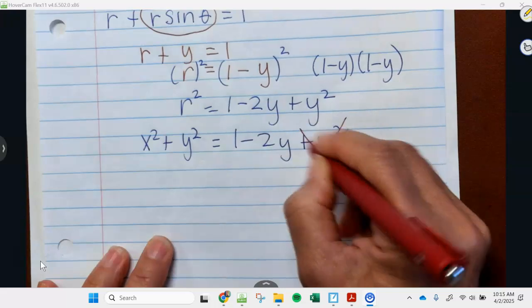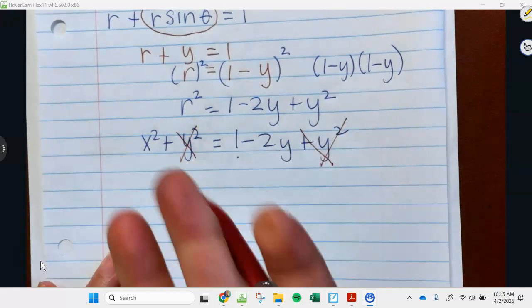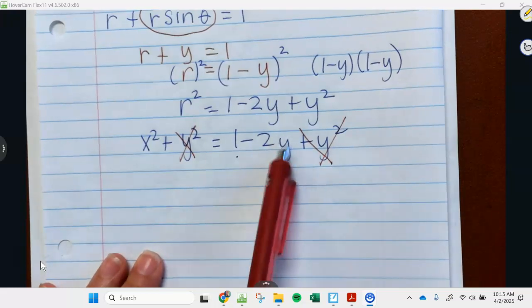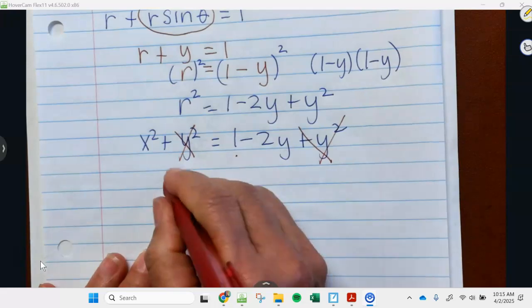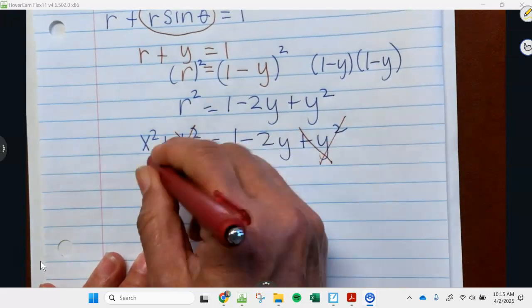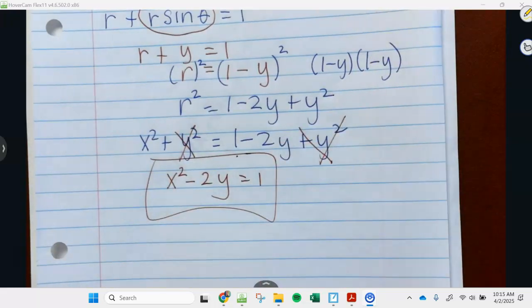Y'all, these y squareds are going to cancel out. And the 1 doesn't have an x or a y, so the 1 can stay where it's at. But that's got to get moved. So this is x squared minus 2y equals 1. That's it. That's probably one of the harder ones on your homework assignment. That's why I wanted to do that one with you.